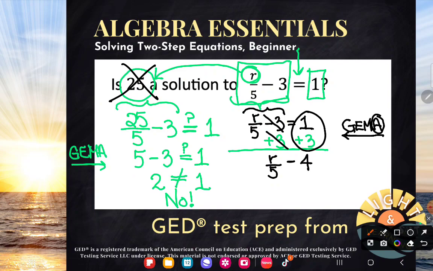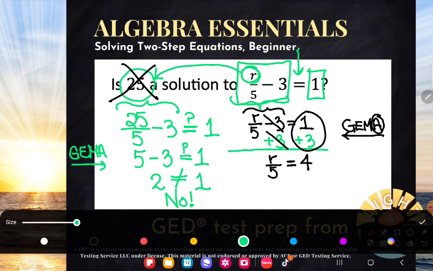And then don't lose your equal sign. That's something beginners struggle with. But without the equal sign, you don't have the power to solve. So each equation should have an equal sign in it. All right, now, not done. This is not solved yet because r is still not alone.